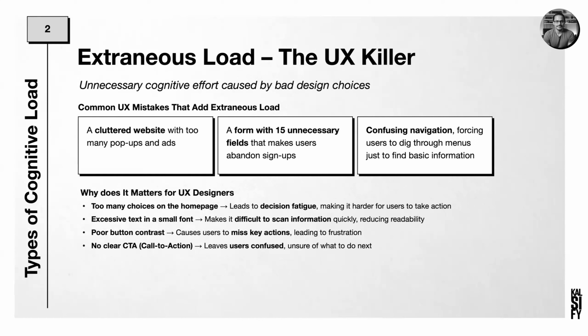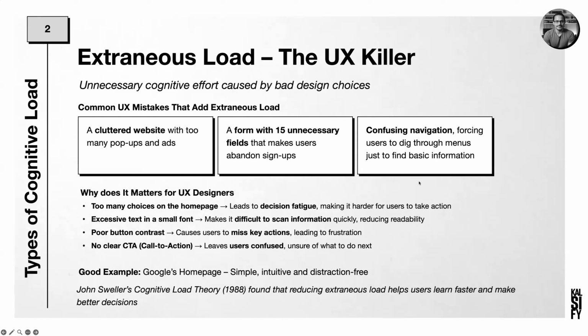Now, let's look at a great example of good UX. Think about Google's homepage. Just a search bar, no distractions, no unnecessary complexity. Simple, intuitive, and effortless. That's what great UX looks like. John Sweller's cognitive load theory, 1988, found that reducing extraneous load helps users learn faster and make better decisions.